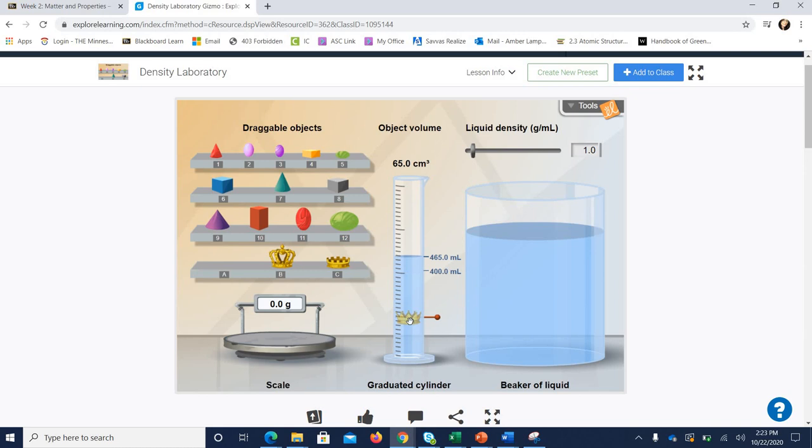You have to calculate density. The density lab does not give you the density of the object. Some things to keep in mind when you are doing this assignment: do not change the liquid density. This should always be at 1 because that is the density of water. So leave this part alone right here, and we're not going to be using the beaker of liquid either. So you'll use the scale and the graduated cylinder in order to measure the mass and the volume of your unknown values.